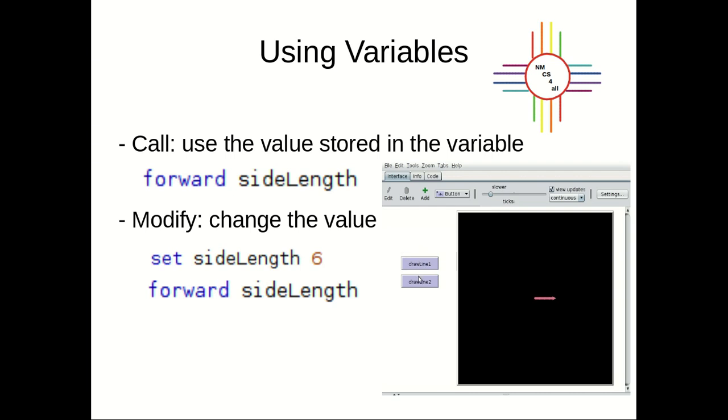Once that is done, the variable can be called, which means using the stored value, or it can be modified, which means changing the stored value. This command tells the turtle to move forward using the variable side length. Side length was set to the value 4 on the previous slide. Next, we change side length to equal 6 and ask the other turtle to move forward 6 steps.